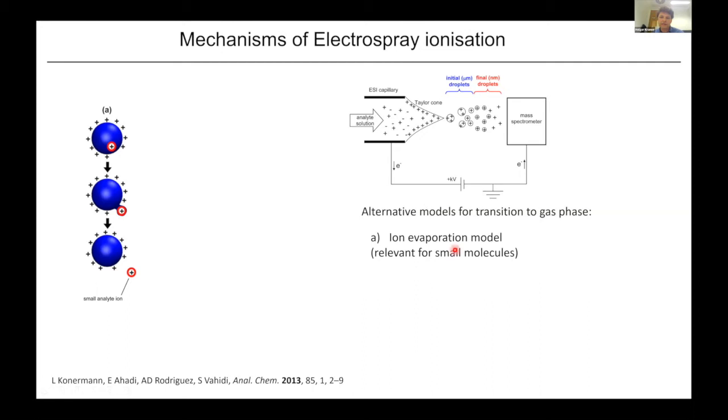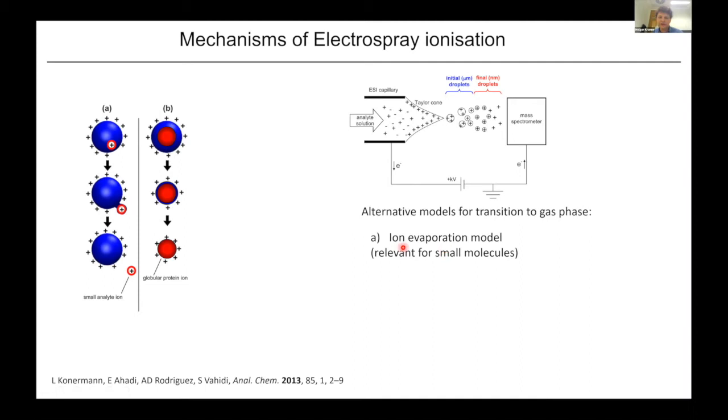So the first model here is this ion evaporation model shown in A. And there the idea is that as the size of the droplets reduces when solvent molecules evaporate, the charge density on the droplets increases. And if the charge density reaches a critical value, then at least for small molecules, it's possible that these analyte molecules might detach from the surface of the droplet. Essentially, once the force due to the repulsion between the equal charges overcomes the surface tension of the droplet, we can pick off an analyte ion from the surface of this droplet. So in small molecules, that's very much relevant.